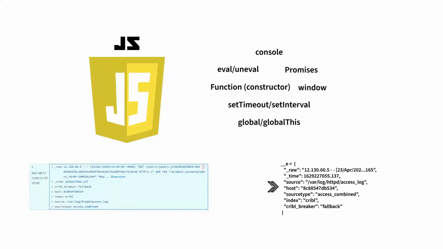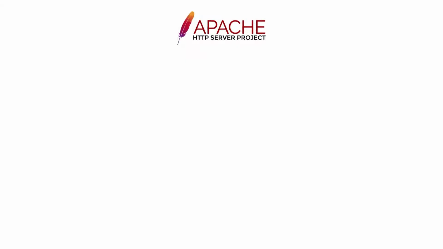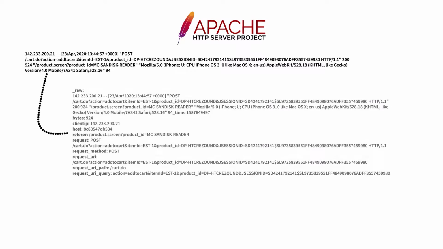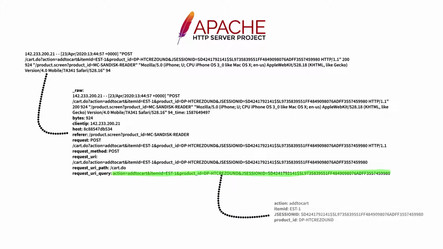The scenario we're going to work with here is Apache Common Access logs. We have a pipeline that extracts each log line as an Apache log event, and then calls another parser to split the request URI query value, which is a series of key value pairs delimited by ampersands, and write those key value pairs as new fields in the event.